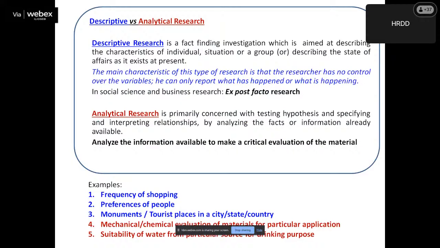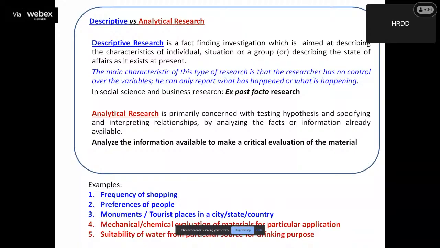Monuments, tourist places in a city, state, country. So these are cases where we have no control of the variable, but we collect the data of the variables and present it for the development of the society, for the benefit of the people. While analytical research is primarily concerned with testing hypotheses and specifying and interpreting relationships, we are analyzing the facts or information already available.